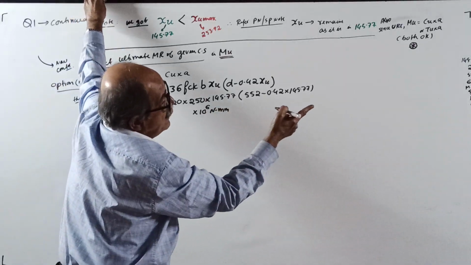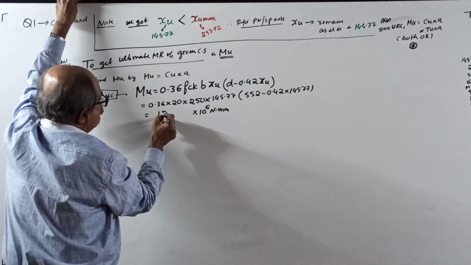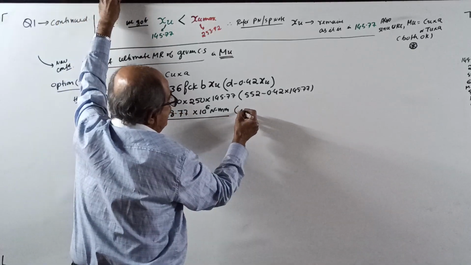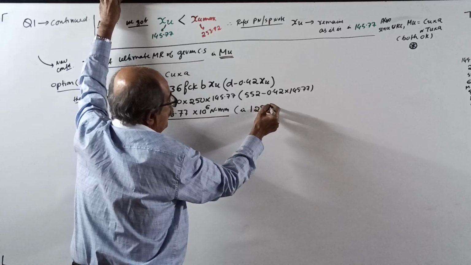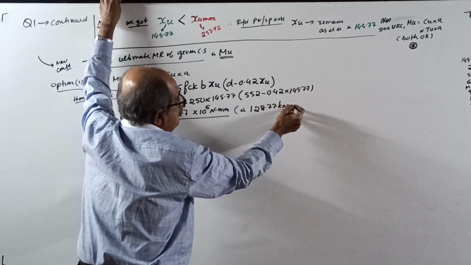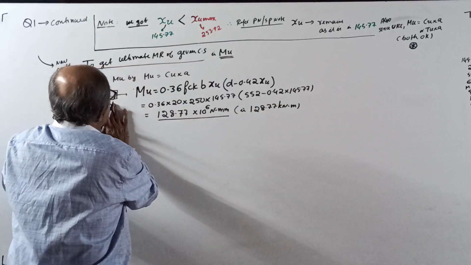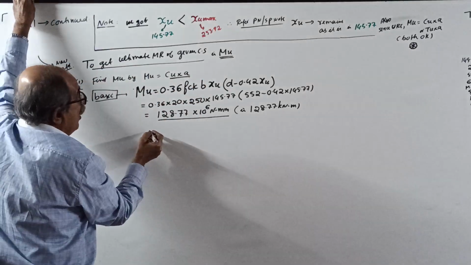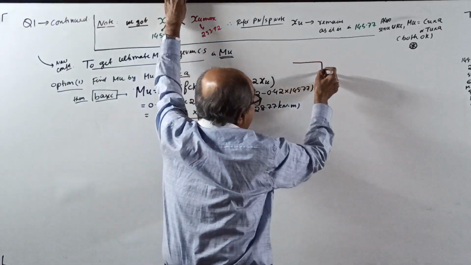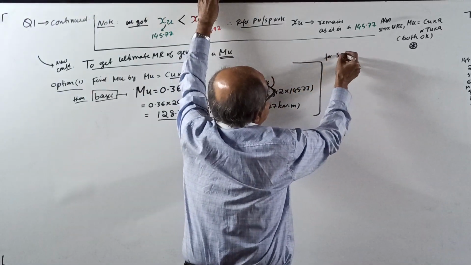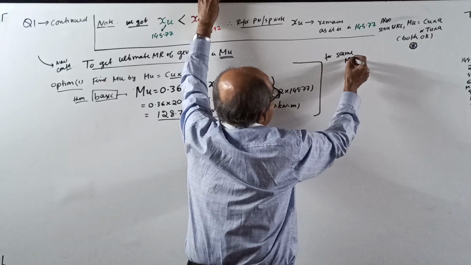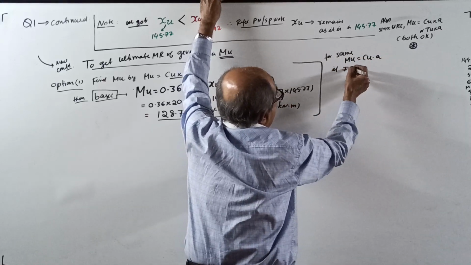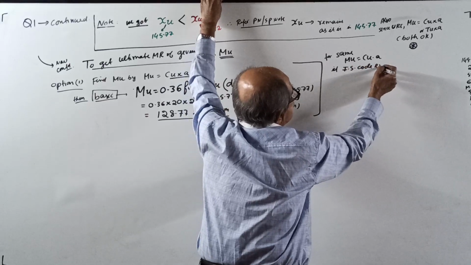It will come to 128.77 Newton millimeter, 10 to the power 6, that is 128.77 kilonewton meter. Okay, this is the basic way by finding CU into A. Now do one thing. For the same thing, Mu equal to CU into A only, if the IS code expression is used.